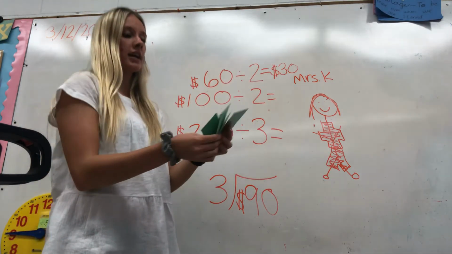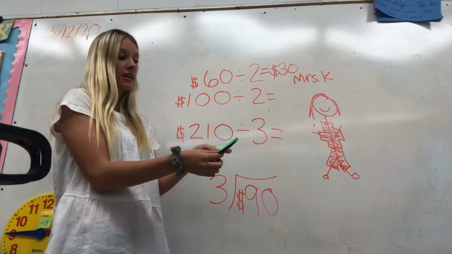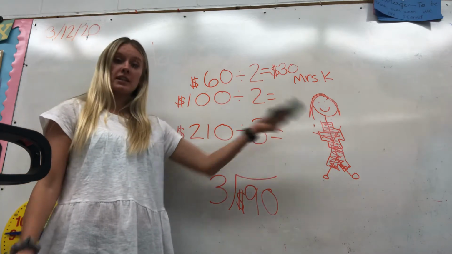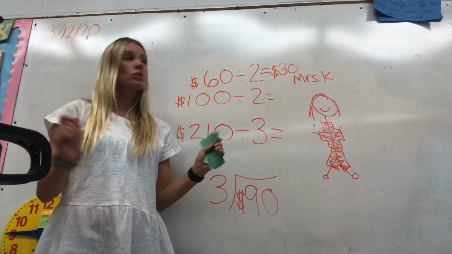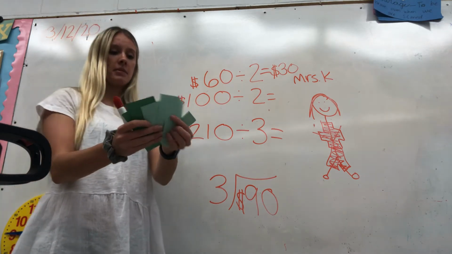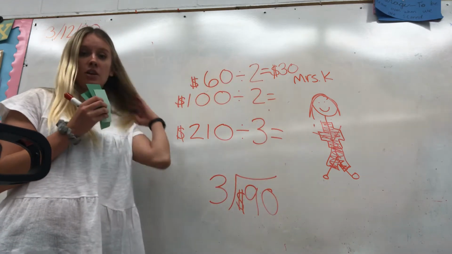So I have $60. I have six $10 bills. Now, I need to split these dollar bills equally with Mrs. Kuster because we need to put them into 2 equal groups. So if I look at my dollar bills here, I'm going to give 3 to Mrs. Kuster and 3 to Miss Lofink.